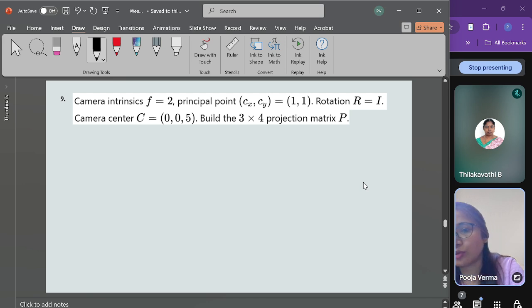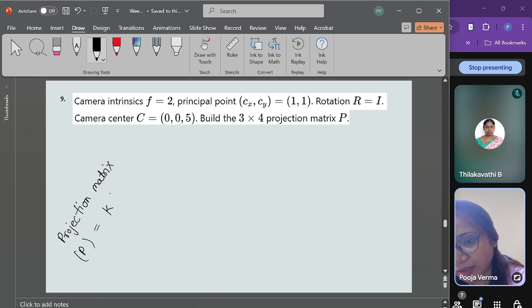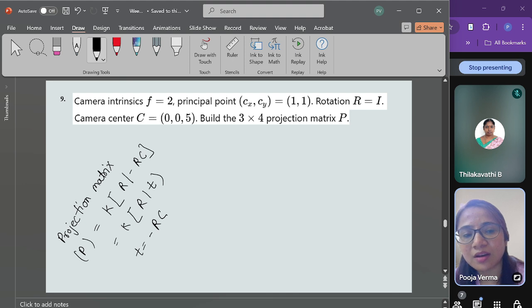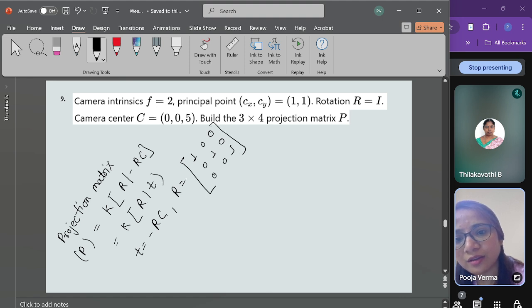So already I have told you the projection matrix P is represented by K, that is the intrinsic matrix, and in brackets R given minus RC, and it is also represented by K into R given t, where t is the translation vector and t is equal to minus RC. Okay, here C is given, R is given, that is an identity matrix. So what is the value of the identity matrix? 1 0 0, 0 1 0, 0 0 1, right? So R is equal to I, that is the identity matrix, already we know that.